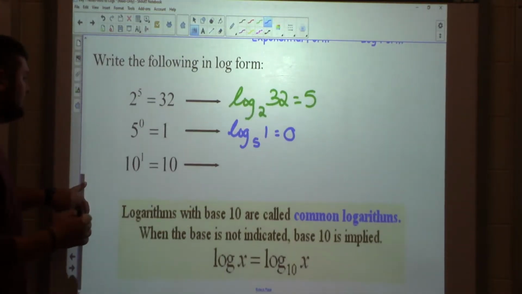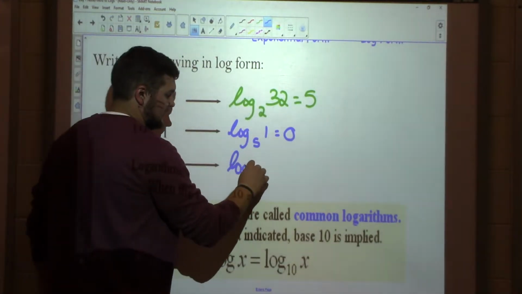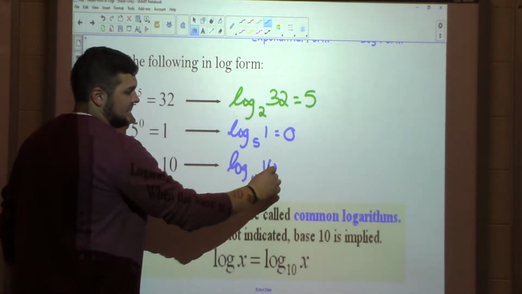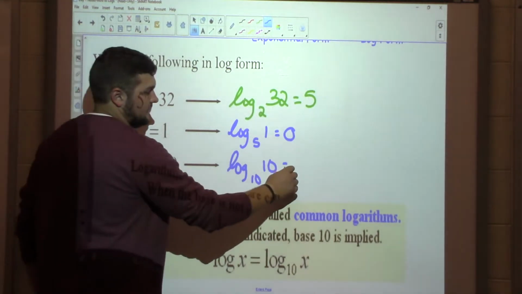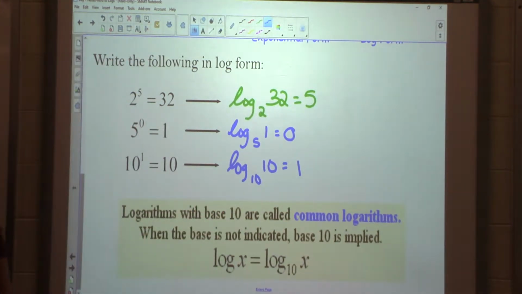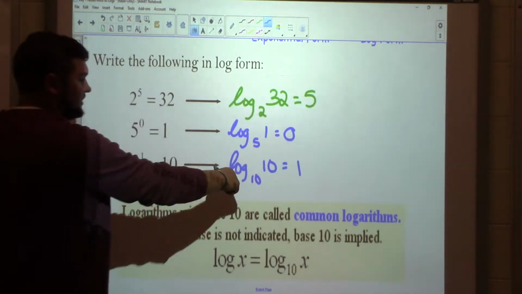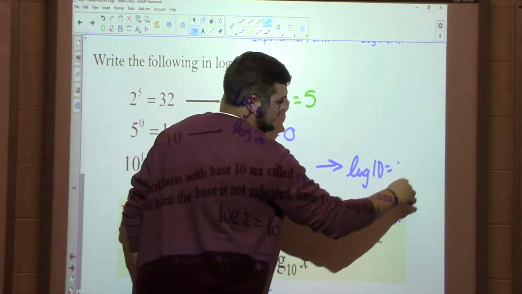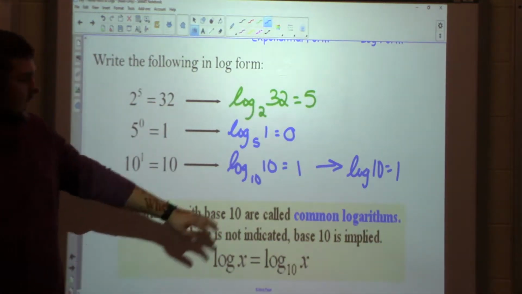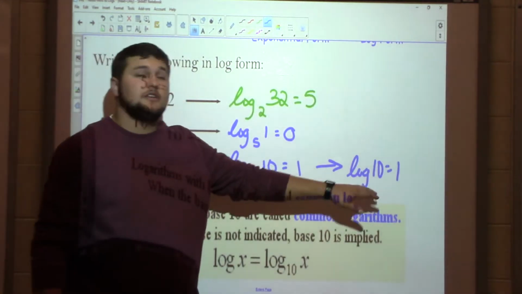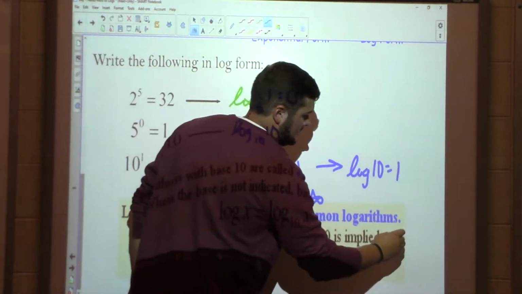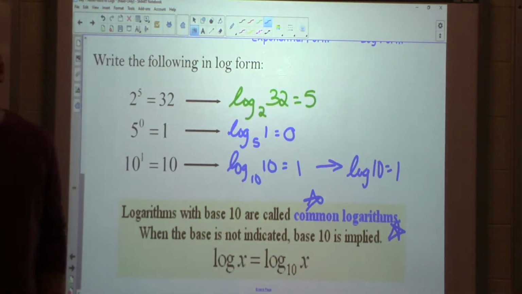Then our last one here, log base 10, because the base of my exponent becomes the base of my log, of 10. What it equals, what I'm taking the log of, and it equals my exponent of 1. Alright? This can also be written as log of 10 equals 1. If you have a base of 10, you do not need to write it in there because it's what we call the common logarithm. Base of 10 is what we call the common logarithm.